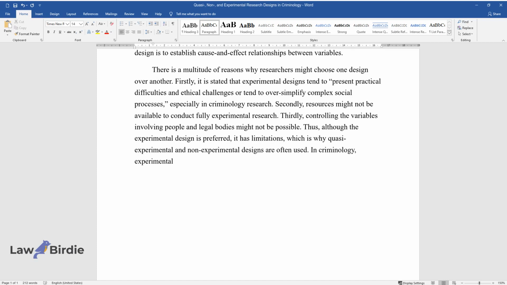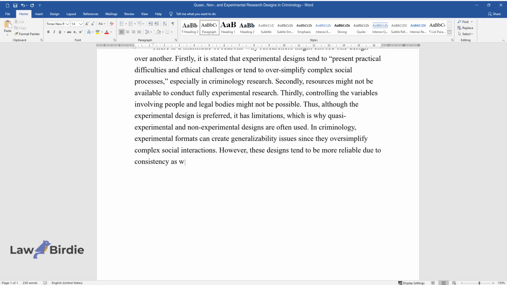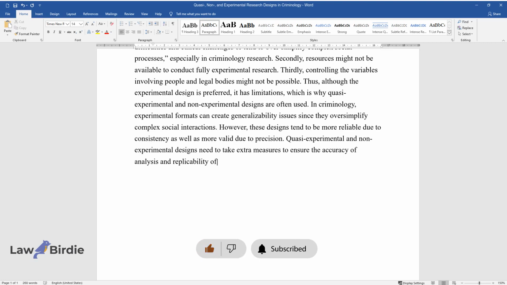In criminology, experimental formats can create generalizability issues since they oversimplify complex social interactions. However, these designs tend to be more reliable due to consistency as well as more valid due to precision. Quasi-experimental and non-experimental designs need to take extra measures to ensure the accuracy of analysis and replicability of results to increase the quality of research.